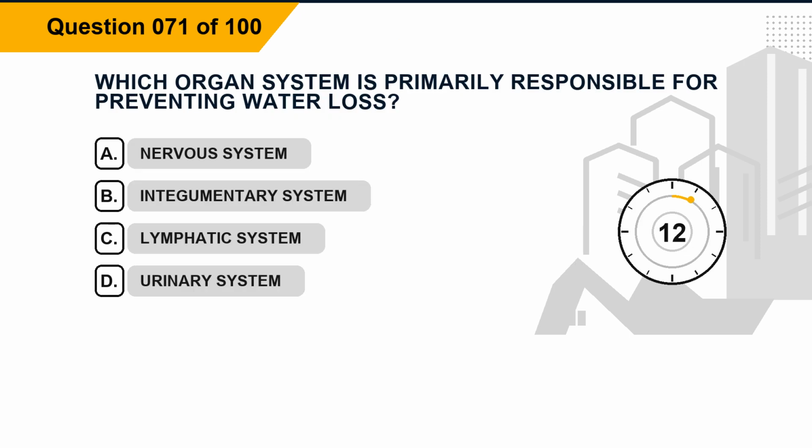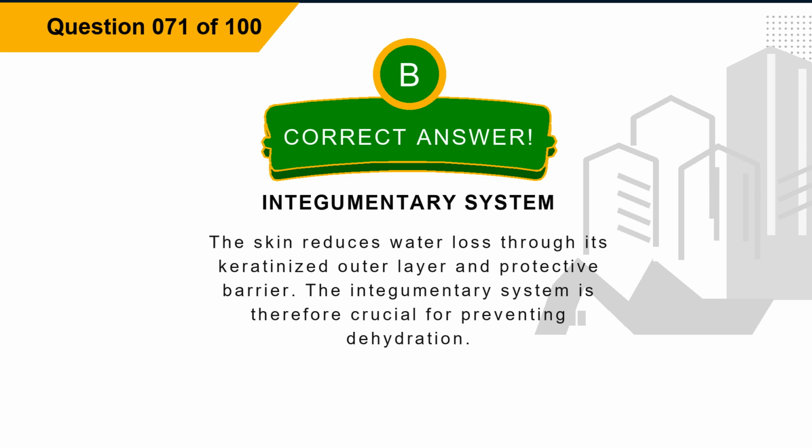Question 71. Which organ system is primarily responsible for preventing water loss? Option A, nervous system. Option B, integumentary system. Option C, lymphatic system. Option D, urinary system. The correct answer is option B, integumentary system.